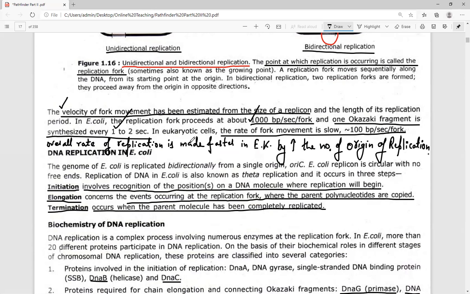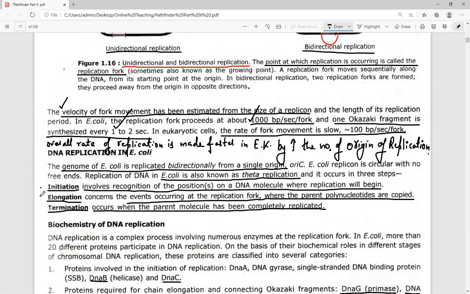Now, DNA replication in E. coli. How does the process of DNA replication take place in E. coli? The genome of E. coli is replicated bidirectionally from a single origin of replication, for example OriC. The E. coli replicon, being circular, does not have any free end, and thus E. coli always follows a mode of DNA replication that is referred to as theta mode of replication.